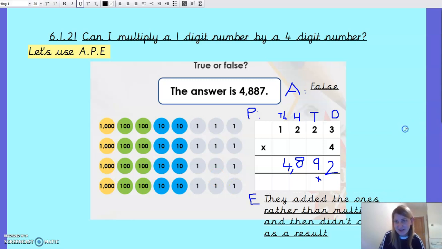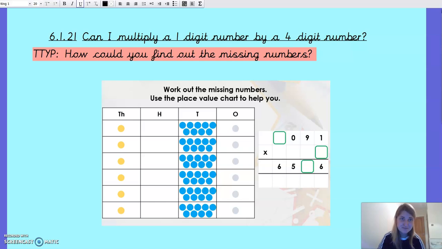Okay, so there we go. False. Right. Next question. Okay, so a missing number problem. I've got to admit, these ones always give my brain a little bit of a workout here.